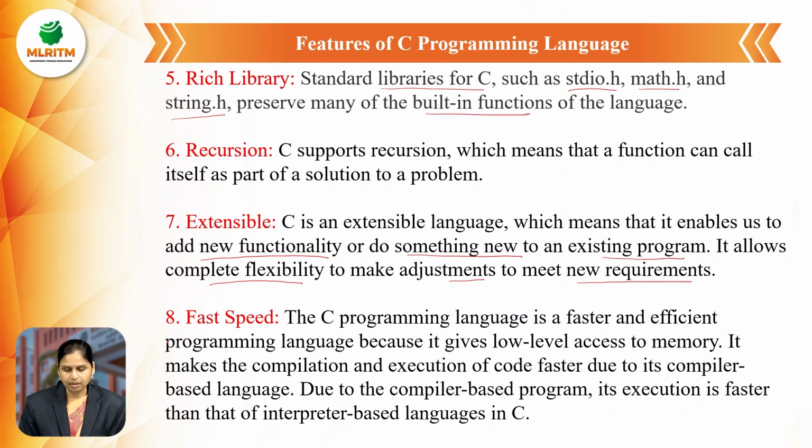Next, the eighth one is fast speed. The C programming language is a faster and efficient programming language because it gives low level access to memory. So we can execute the programs very fast, and also we can access the data from the memory. It makes the compilation and execution of code faster.